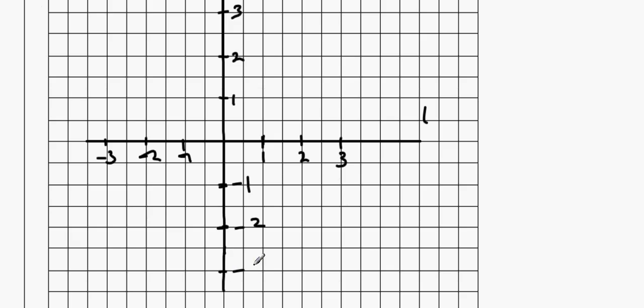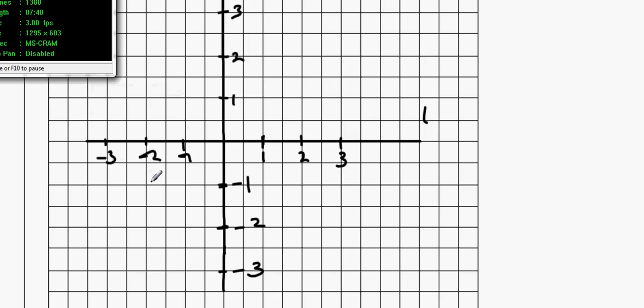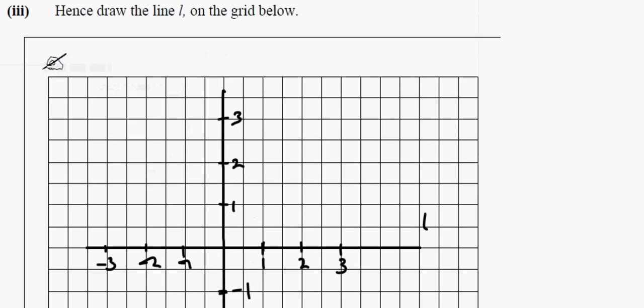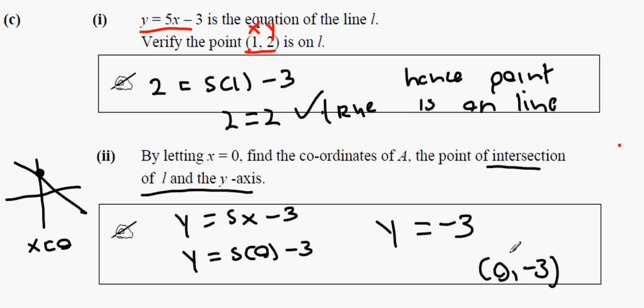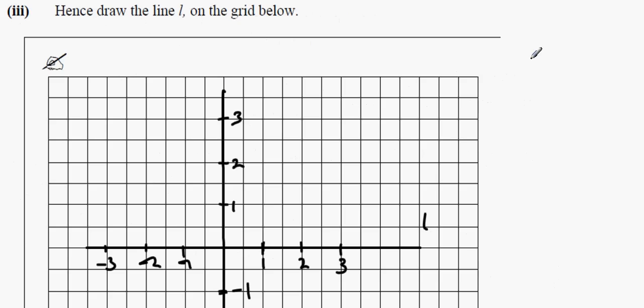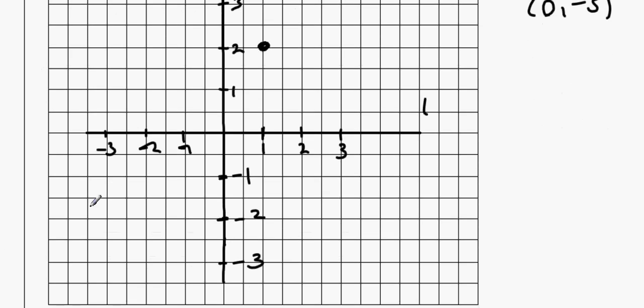Now, we know the 2 points on the line if we read the previous two parts. We know that one point on the line is (1, 2), and the other point is (0, -3). So (1, 2) and (0, -3) are on this line. Let's put a point on (1, 2). X equals 1, y equals 2 is going to be here. And then the second point on the line is going to be (0, -3). X equals 0 here, and there's our minus 3 here.